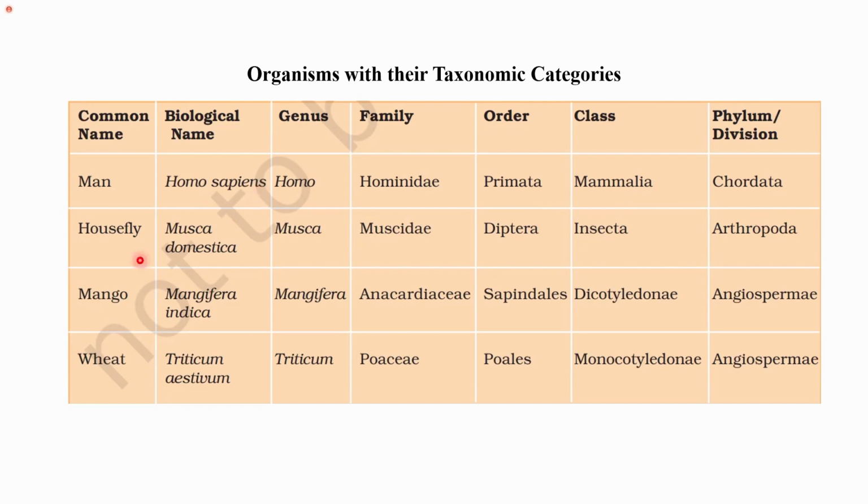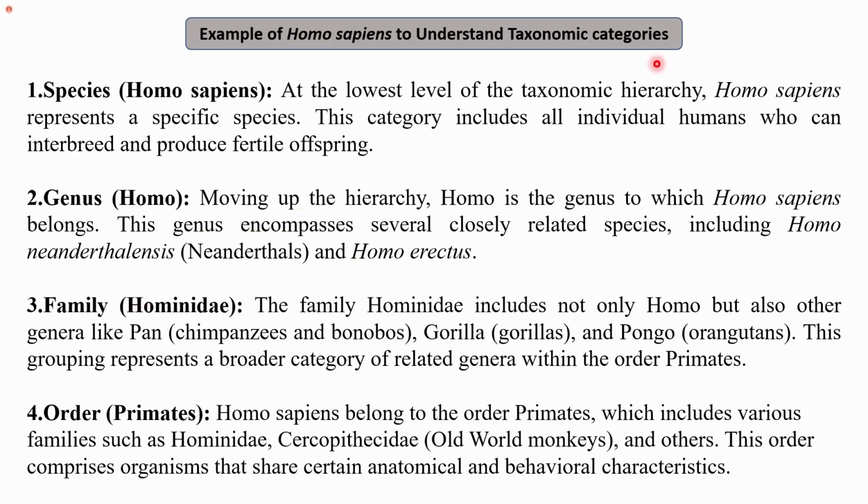Similarly, the scientific name for the housefly is Musca domestica. Musca represents the genus under the family Muscidae, which comes under the order Diptera, class Insecta, and phylum Arthropoda. Similarly, we can study the mango and wheat also, that is Mangifera indica and Triticum aestivum. I have used the example of Homo sapiens to make you understand the taxonomic categories in a better way. So here, species Homo sapiens is at the lowest level of the taxonomic hierarchy and represents a specific species.